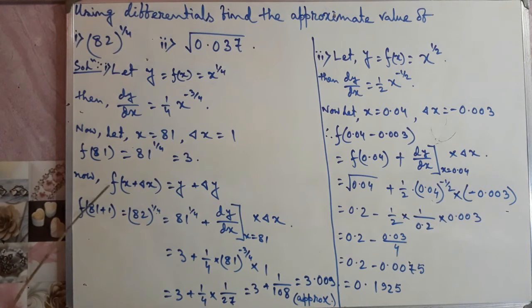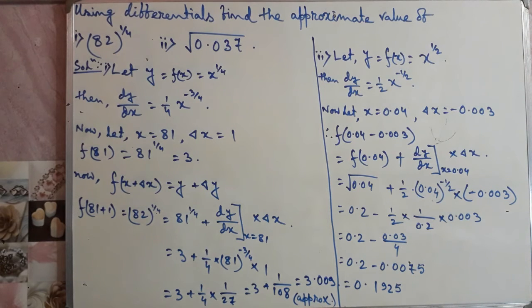Now, what do we know? f of x plus delta x is y plus delta y, the differential of y. Then what is the value of y? That is f of x when x equal to 81. So f of 81 plus 1, that is 82 to the power 1 by 4, is equal to y, that means 81 to the power 1 by 4 plus delta y, that means the differential of y, dy dx at the point x equal to 81 into delta x at that particular point. Putting the values, we will get 3.009.